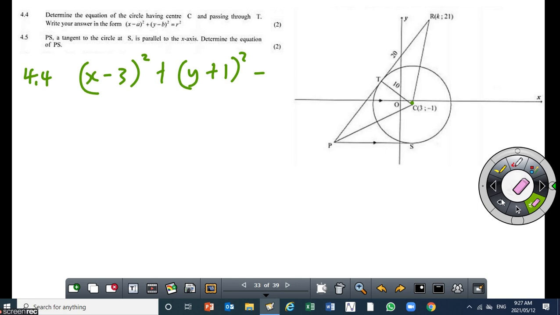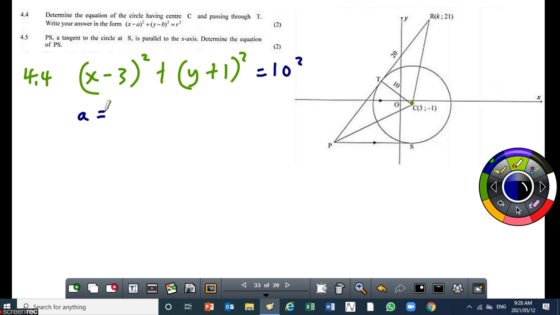Okay, so if I try to erase, I might end up removing my diagram, so let me do it at the bottom. That's 10 squared. So let's substitute. Our a is equal to 3, b is equal to negative 1. Let's substitute into the equation of the circle.